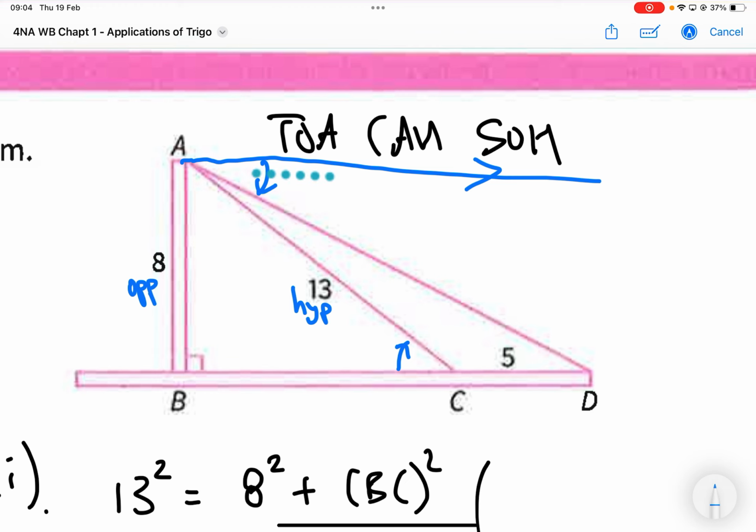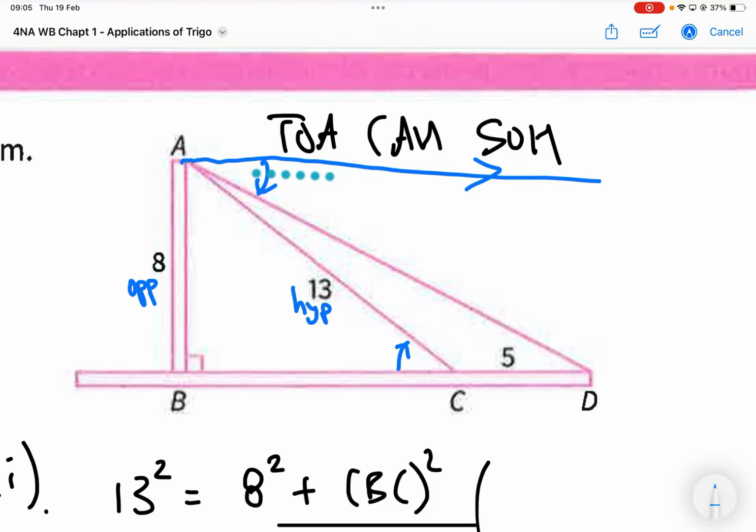Okay? So this time round, be careful. It is no longer the right angle triangle ABC. From here until here, it is the right angle triangle ABD, AB until D. I want to find this angle.